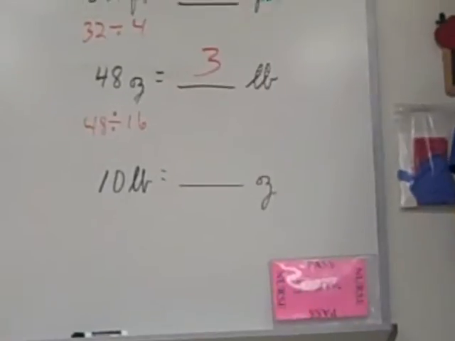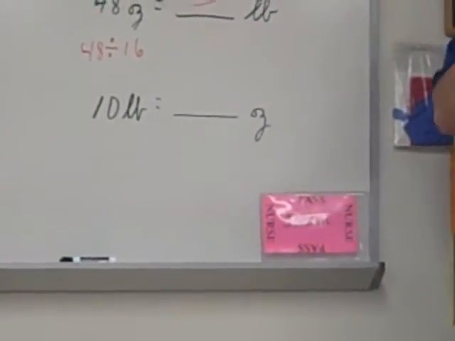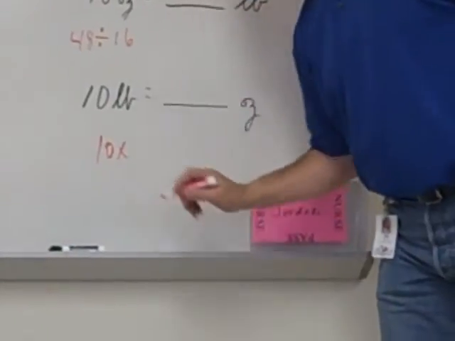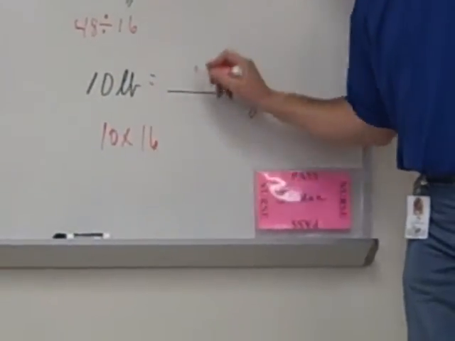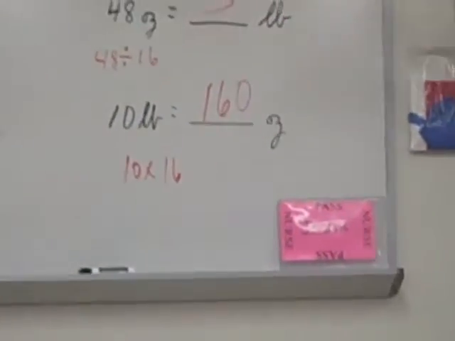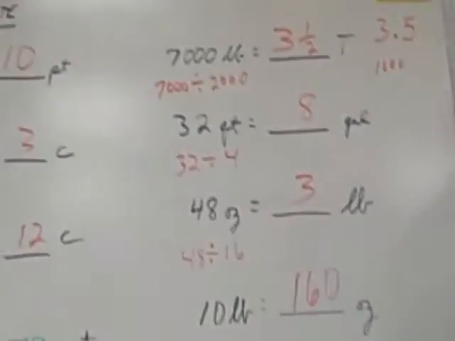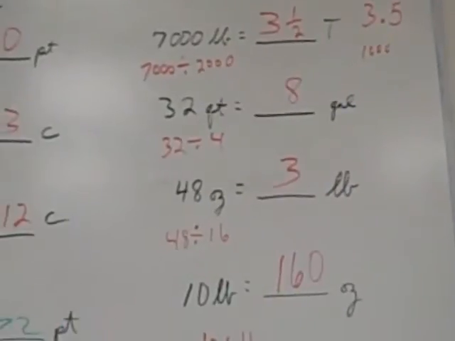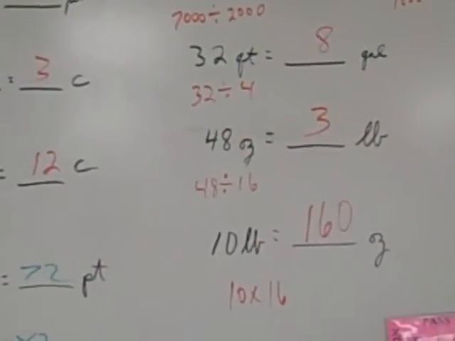10 pounds is how many ounces? Times, so 10 times pounds and ounces, again, 16. 160 ounces. Can y'all do chart stuff? How many of each do we have? Yes or no? Can you do this? Okay, good. All right, next one.